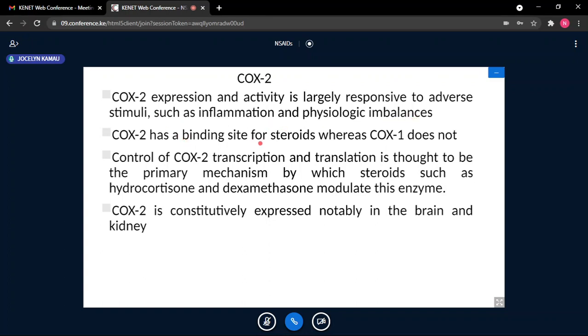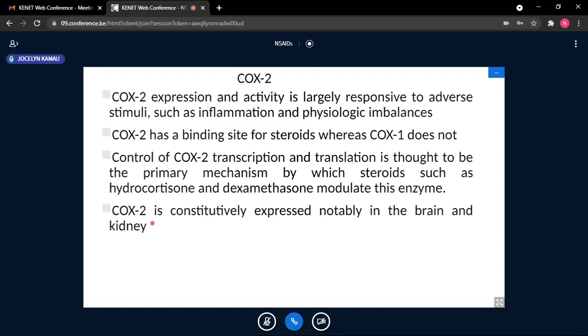COX-2 has a binding site for steroids, whereas COX-1 does not. Control of COX-2 transcription and translation is thought to be the primary mechanism by which steroids such as hydrocortisone and dexamethasone act on this enzyme. Remember, COX-2 has a site for steroids, COX-1 does not. So because the steroids can bind COX-2, they can also modulate that enzyme.